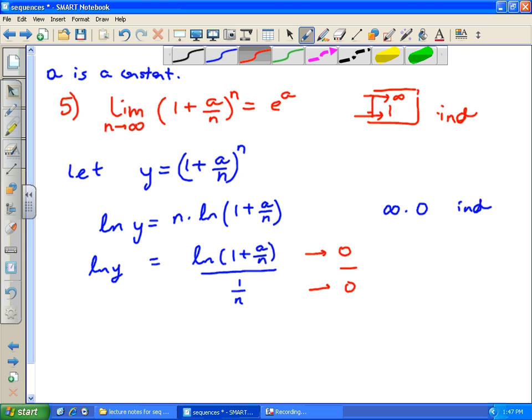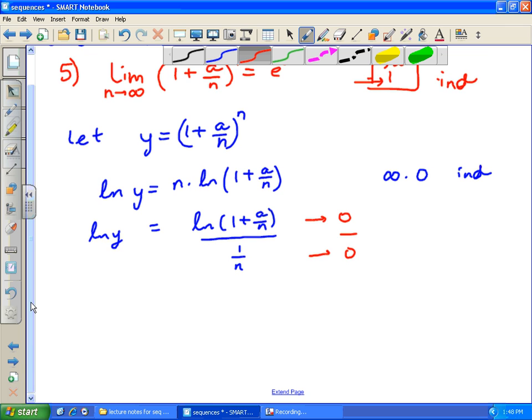Which property, which rule could I apply, rather, if I have 0 over 0 or infinity over infinity? Our good old friend L'Hopital's rule, right? So that's exactly what we're going to do. We're going to apply L'Hopital's rule.